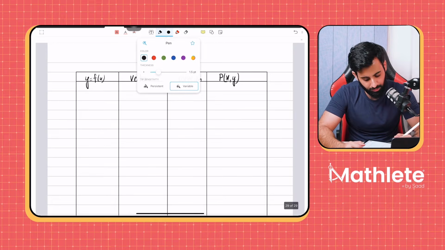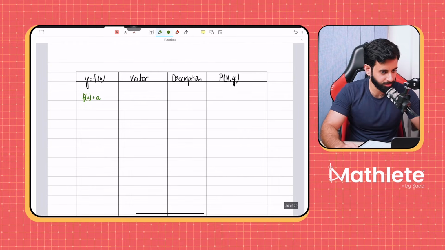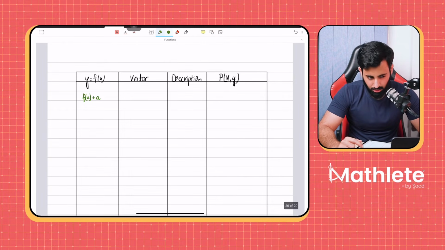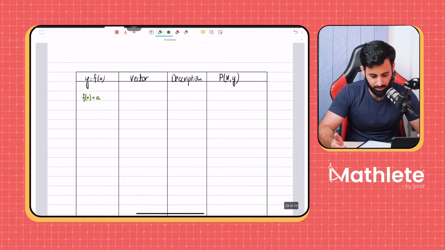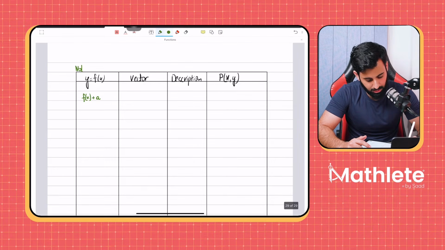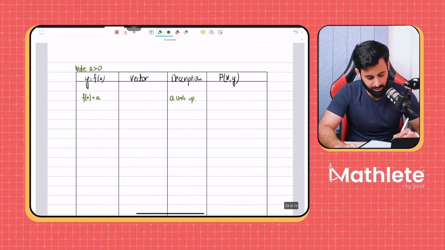So let's start with f of x plus a. How would you describe it since we're adding something? Remember, a is a positive constant. Because of this, the graph moves a units up. So the graph is going to move a units up. And how would you describe it using the vector? It's going to be (0, a).